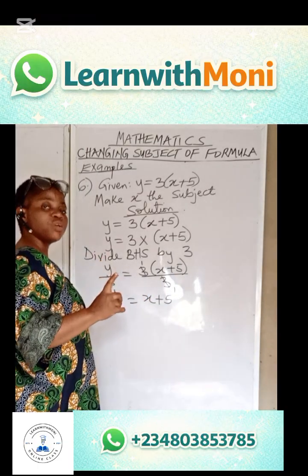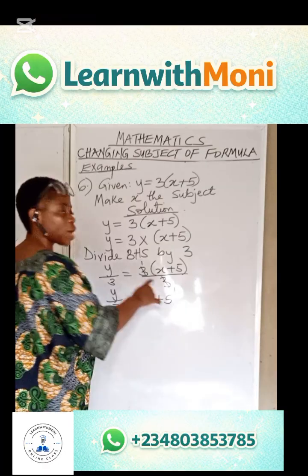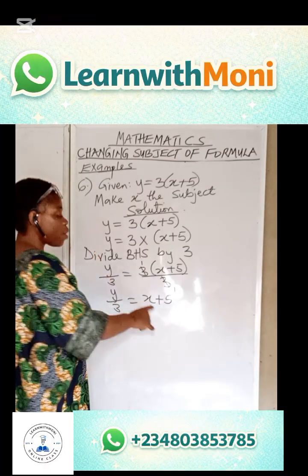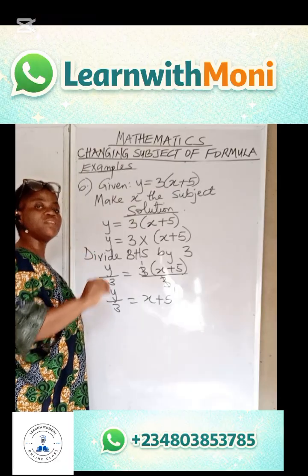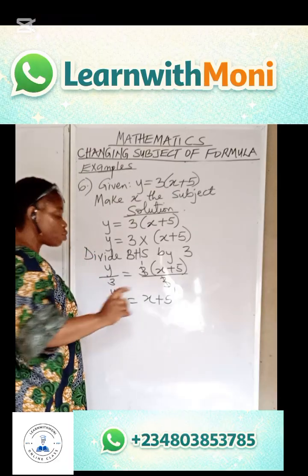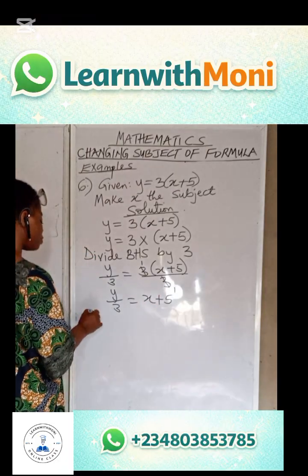The next thing we have to remove from X is plus 5. The inverse operation for plus 5 is minus 5. And minus 5 means subtract 5. So let us subtract 5 from both sides.